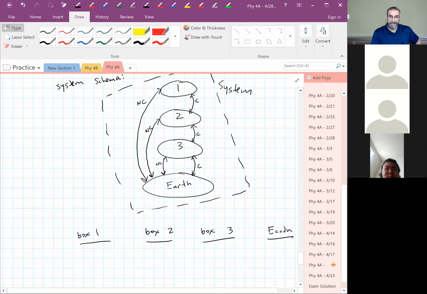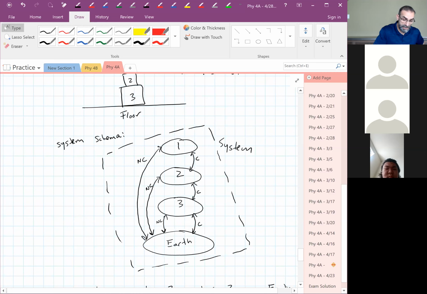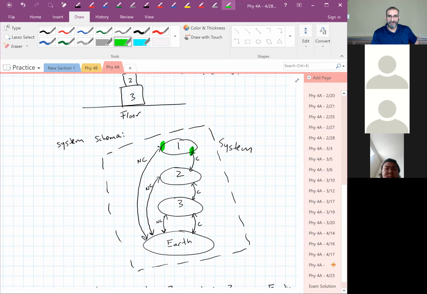All right, so if I look at my system schema, how many interactions are there with box 1? There's one here, and there's one here. 2 interactions. So how many forces are going to be in my free body diagram for block 1? 2 forces, right? I should have 2 forces.